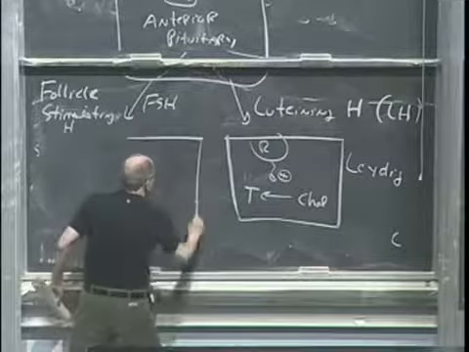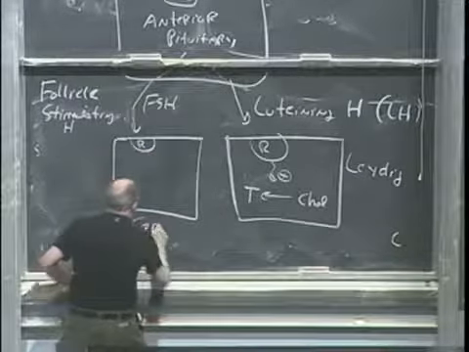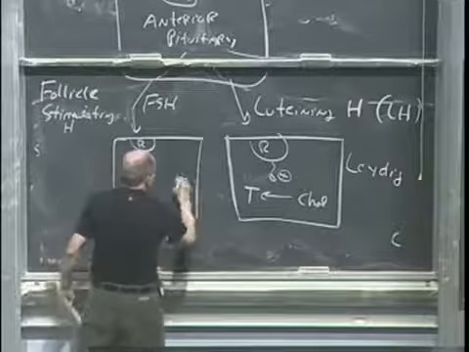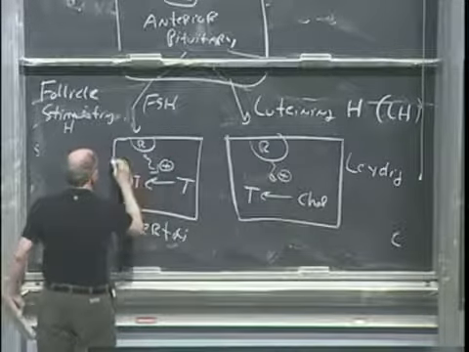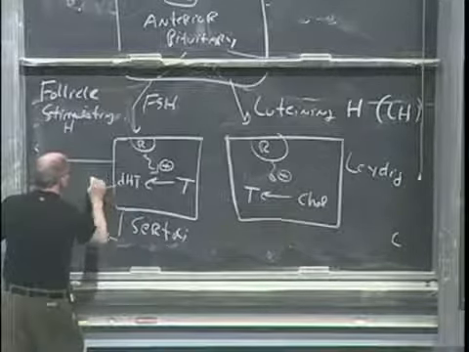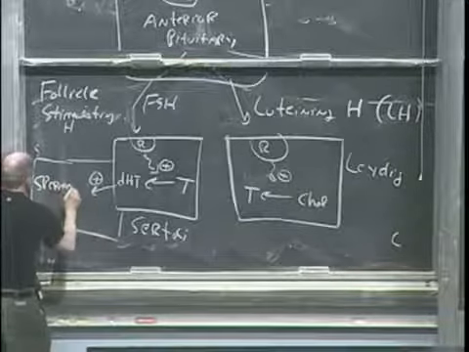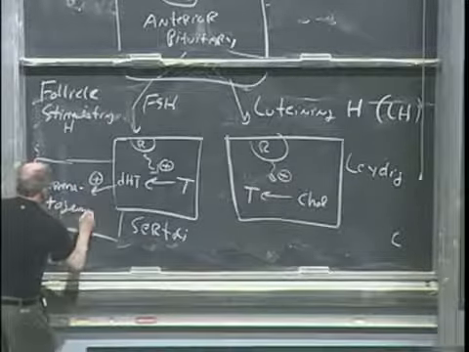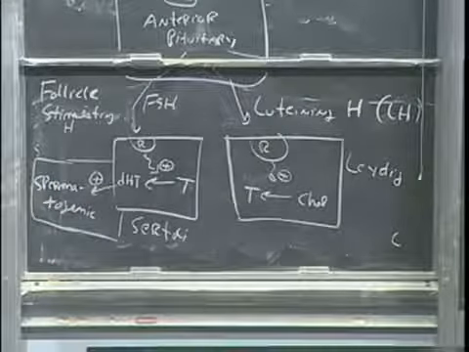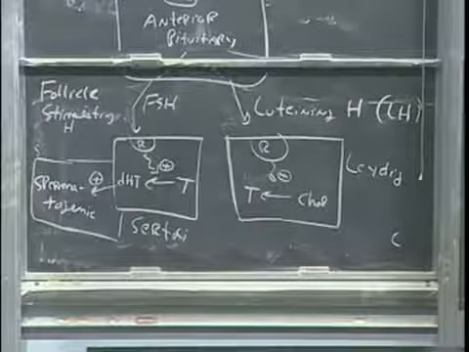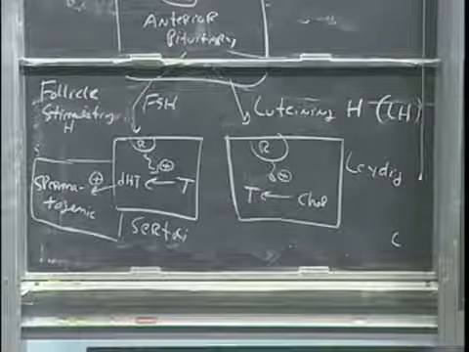FSH, through its receptor in the Sertoli cells, causes the conversion of testosterone into dihydrotestosterone. And it is dihydrotestosterone that keeps the spermatogenic cells going. It activates the meiotic process, mitosis, and so forth. So it is not testosterone that does it. Testosterone is merely a precursor for dihydrotestosterone. Okay? Any questions at that point?